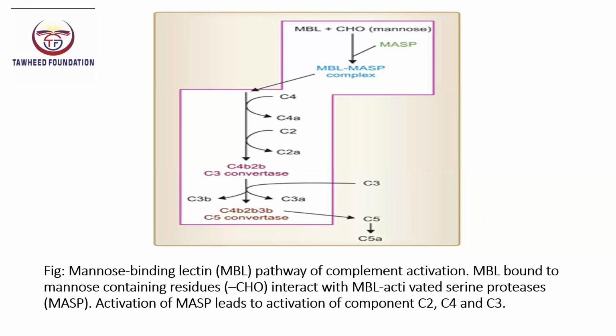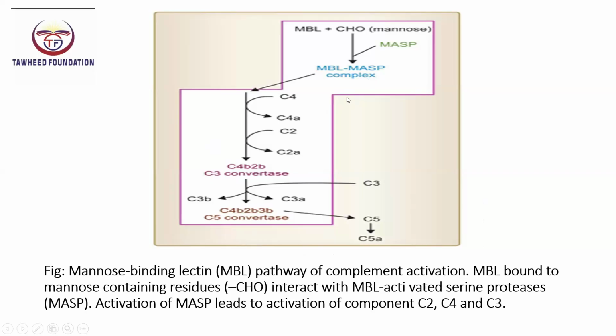So, this diagram highlights the lectin pathway, an antibody-independent route of complement activation. Mannose binding lectin, MBL, and ficolin sense sugars on microbes and recruit MASP enzymes.